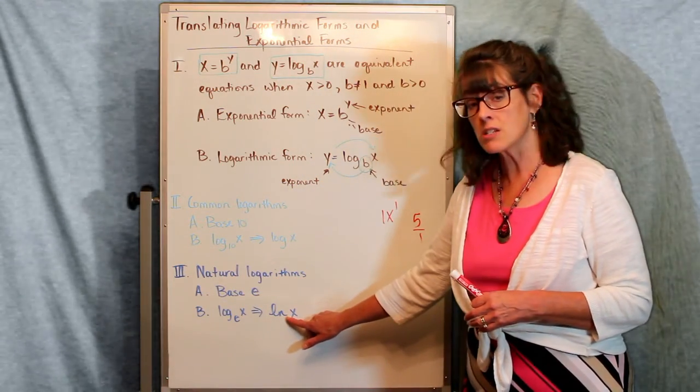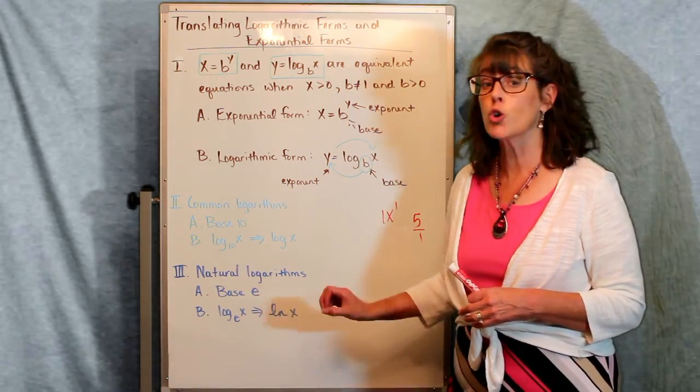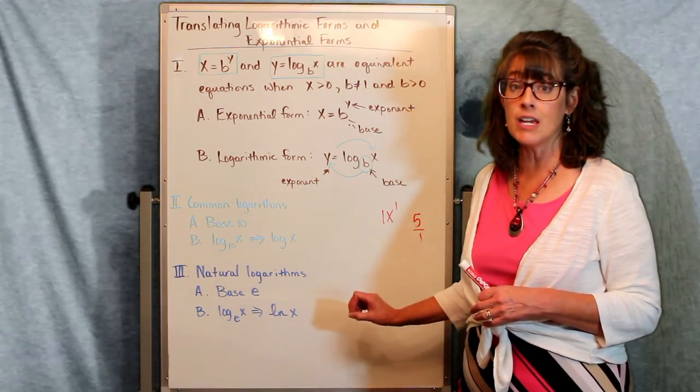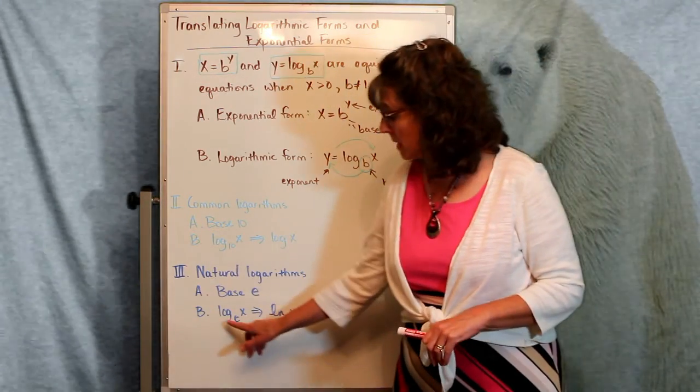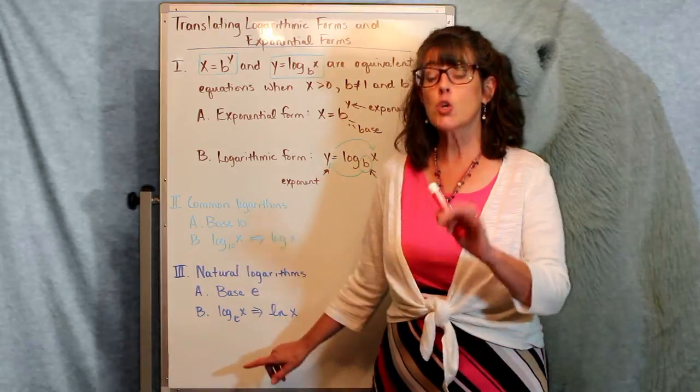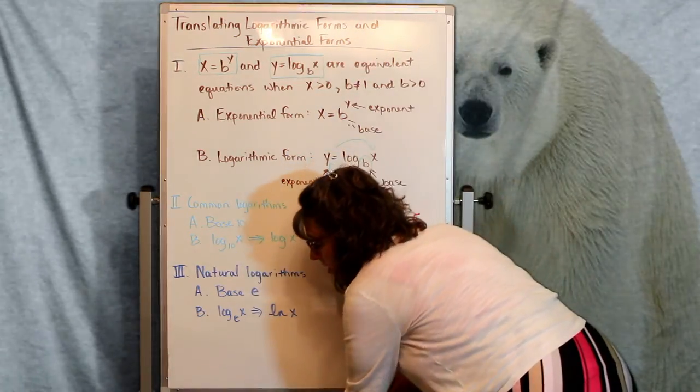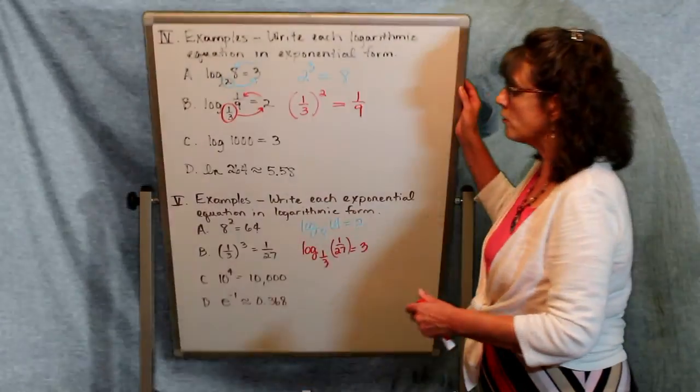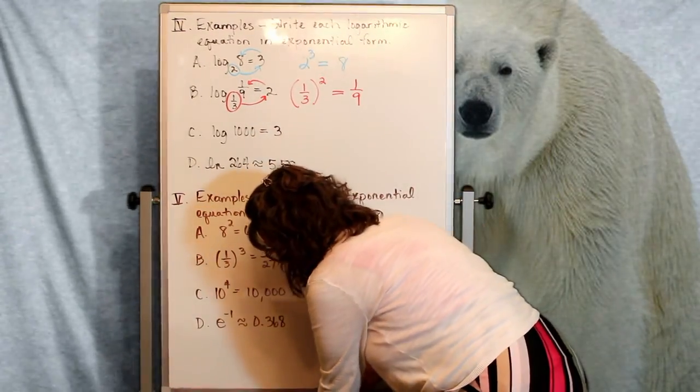And look, it doesn't appear that there's a base, but when you see this cursive lowercase ln, you know that means log base e. So with that in mind, let's take a look at the examples over here that I skipped over, and let's finish this out.